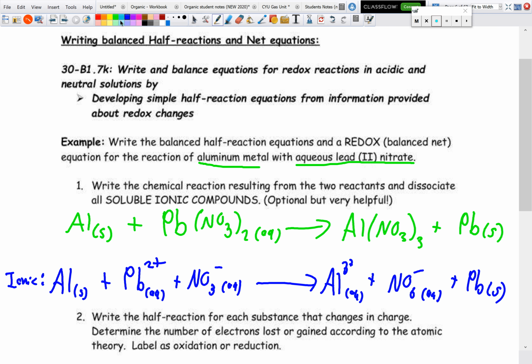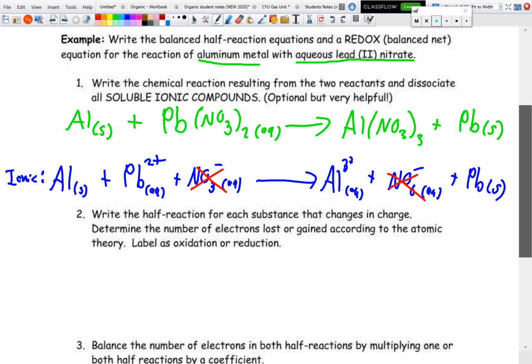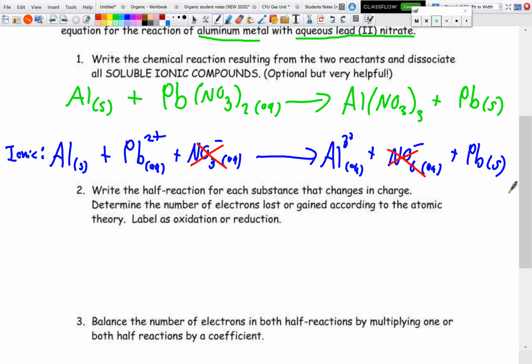Now, one thing we will notice is that we can tell aluminum is changing because we're starting with aluminum solid going to aluminum 3+, so that's changing. Now, as for our lead, we can tell that's also changing. So we've got Pb2+ going to Pb solid, but our nitrate isn't doing anything. So that's why this is helpful, so we can basically just take out our nitrates. And the reason for that is when we get into step 2 here, write out the half reactions for each substance that's changing, we don't want the nitrates in there because they're not doing anything.